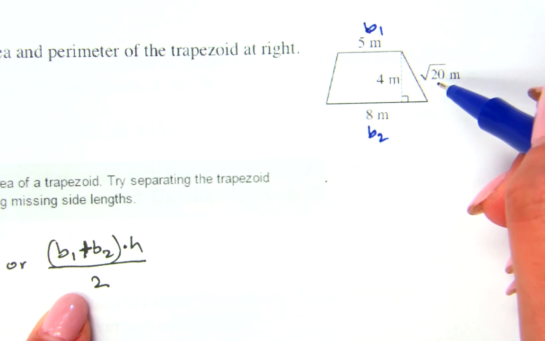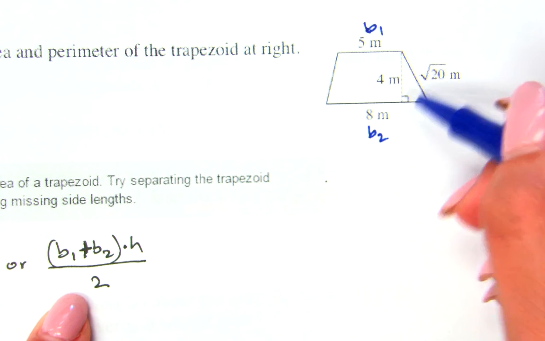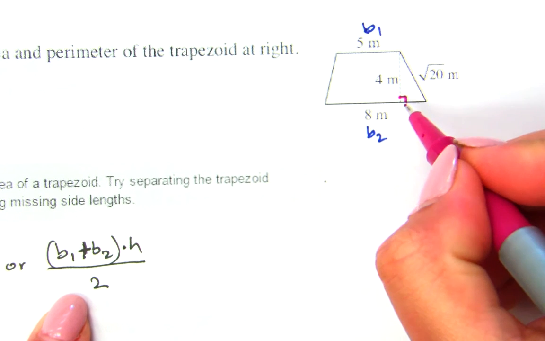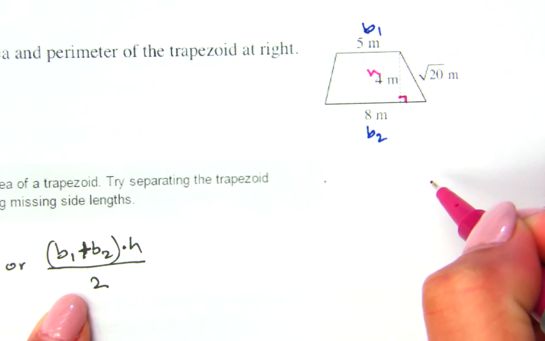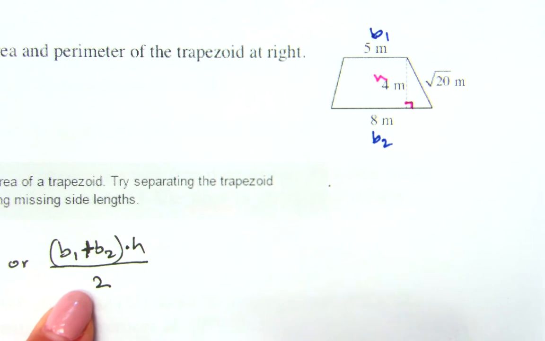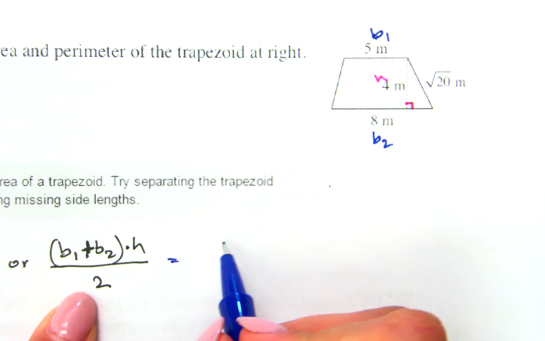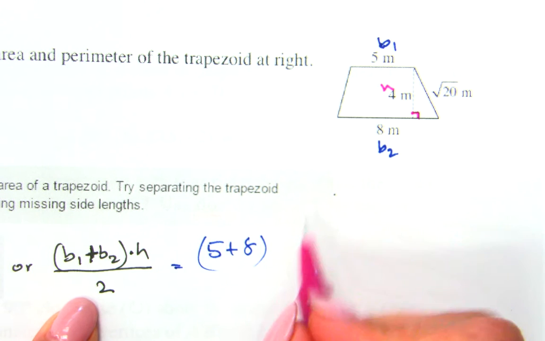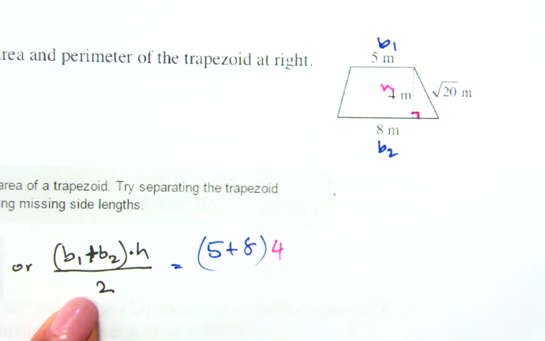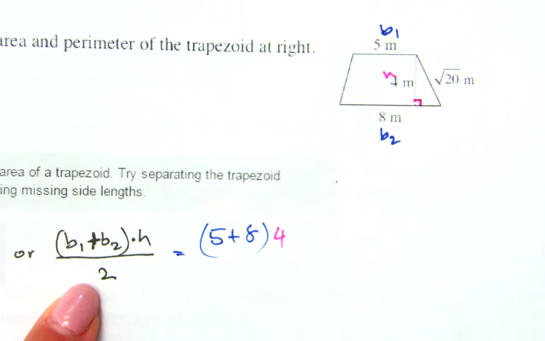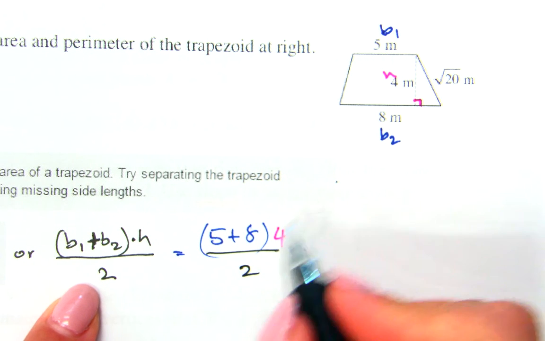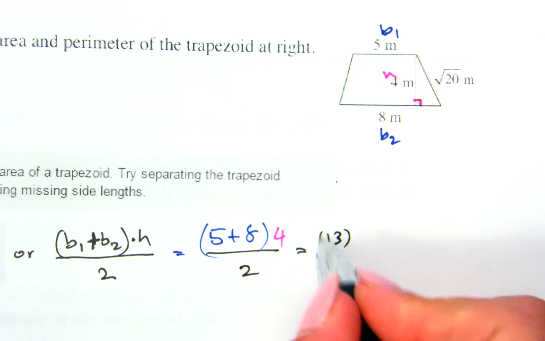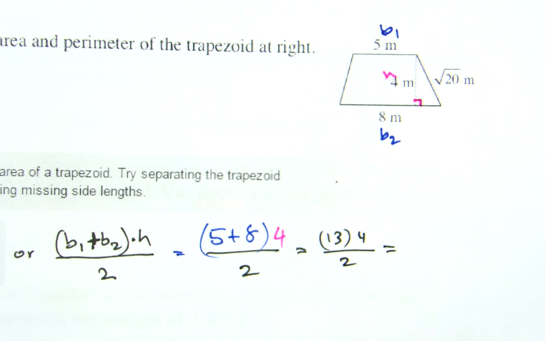So the height is not square root of 20. Okay, the height is actually 4 millimeters because the height is the one that makes that 90-degree angle. That's the altitude of the trapezoid. So this is H. All right. So if I take all this information, I should get base 1, so 5 plus 8, all in parentheses, multiplied by 4. That's my height. That's where it came from, right? And then all of this divided by 2, and what's 5 plus 8? I don't even know. What is that? 10 plus another 3, so 13 times 4 all over 2, and I'm sure you can work that out.